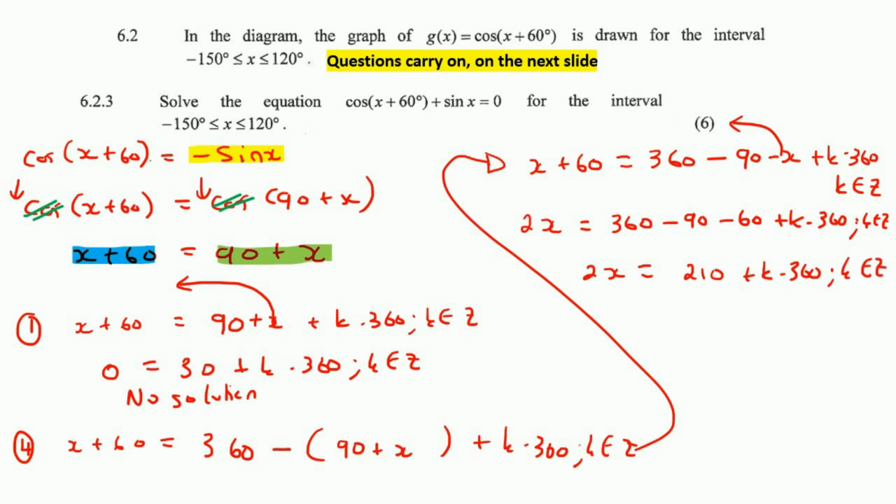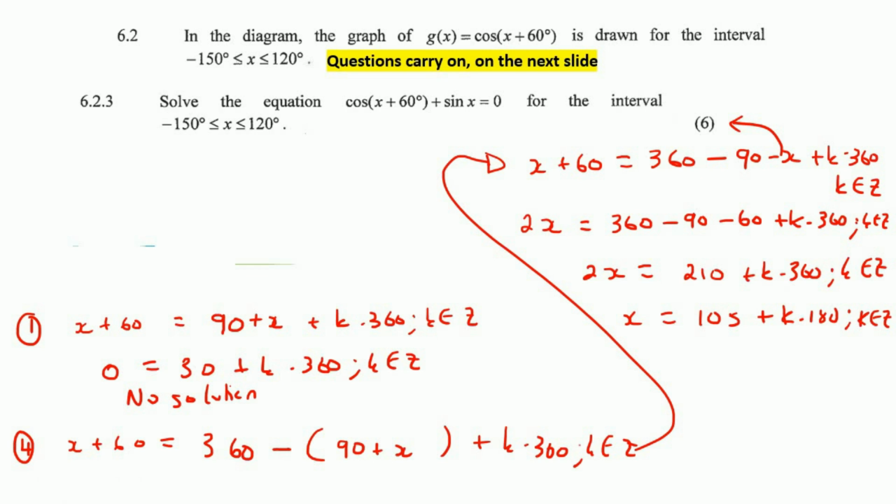It's so annoying having to write that stupid k element z. And then if you had to divide by 2, you'll get x equals 105. And then you also divide this by 2. That is important. Plus k 180, k element z. Now, we are not done. Why? Because this is actually not a general solution question. Why do I say that? Because they've given us an interval. So we need to go get the exact answers.